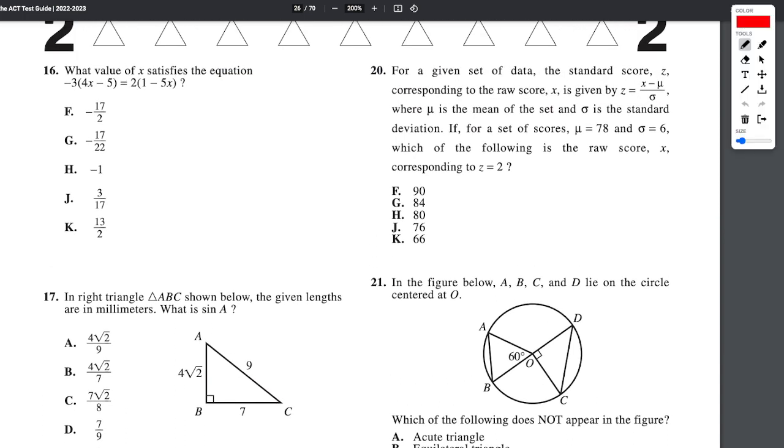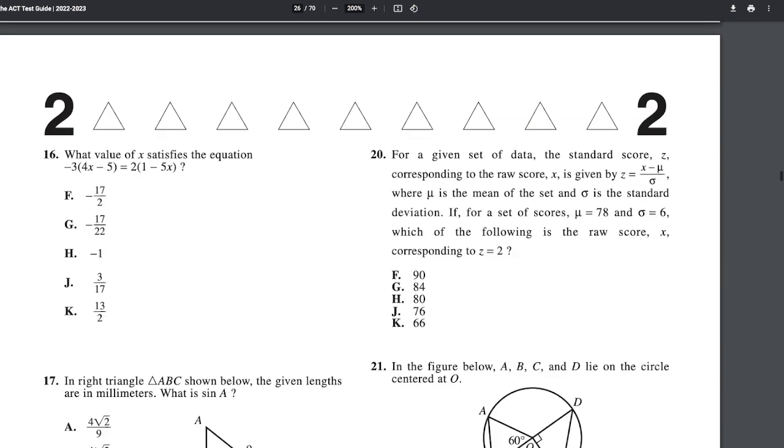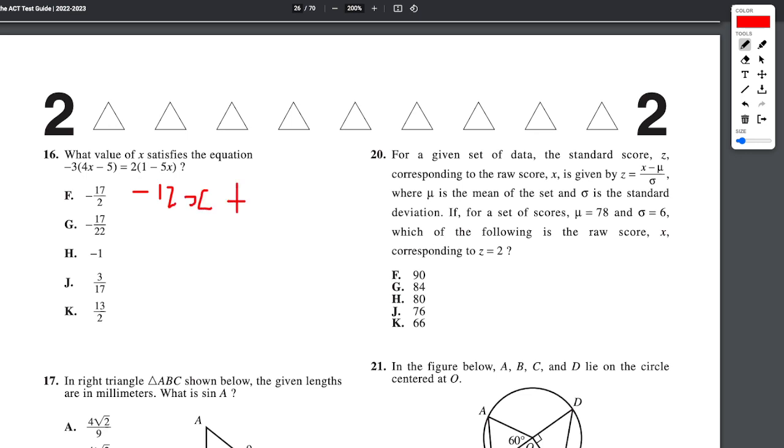Okay. This one says, what value of x satisfies this equation? Okay, so satisfy the equation. Just simplify this out. This is negative 12x, and it's plus 15 equals 2 minus 10x. Okay, so there are a couple different ways we could go about it from here. I'm going to choose a simple way.